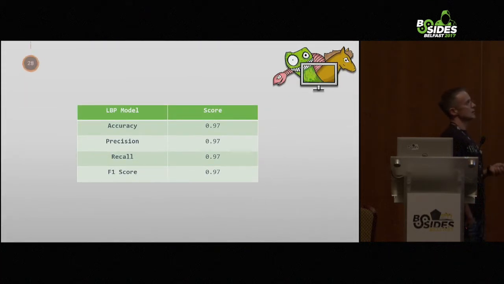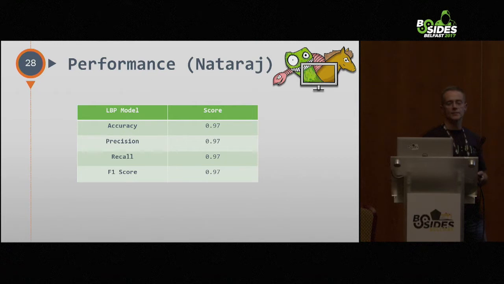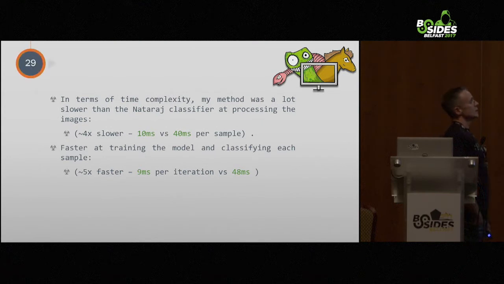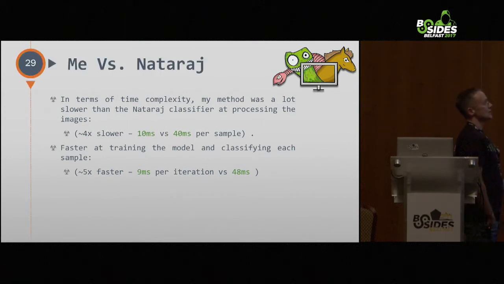I got this guy Nataraj's code, and I ran the extended data set through, and he fared pretty well as well. He got a slightly lower score, but still pretty good, 97% across the board. Just in terms of a comparison, time complexity, my method at the moment is 4 times slower, roughly 10 milliseconds per sample to process for his, as opposed to 40 milliseconds.